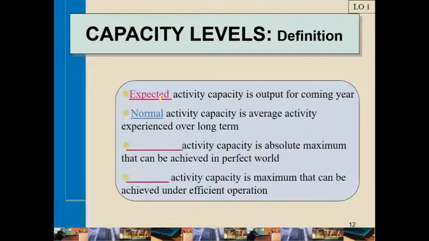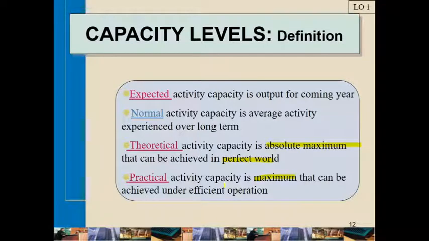So again, ang imuhang theoretical is absolute maximum na output under perfect setting or perfect world. Now, the last capacity level is your practical capacity level, which is the maximum that can be achieved or maximum output.